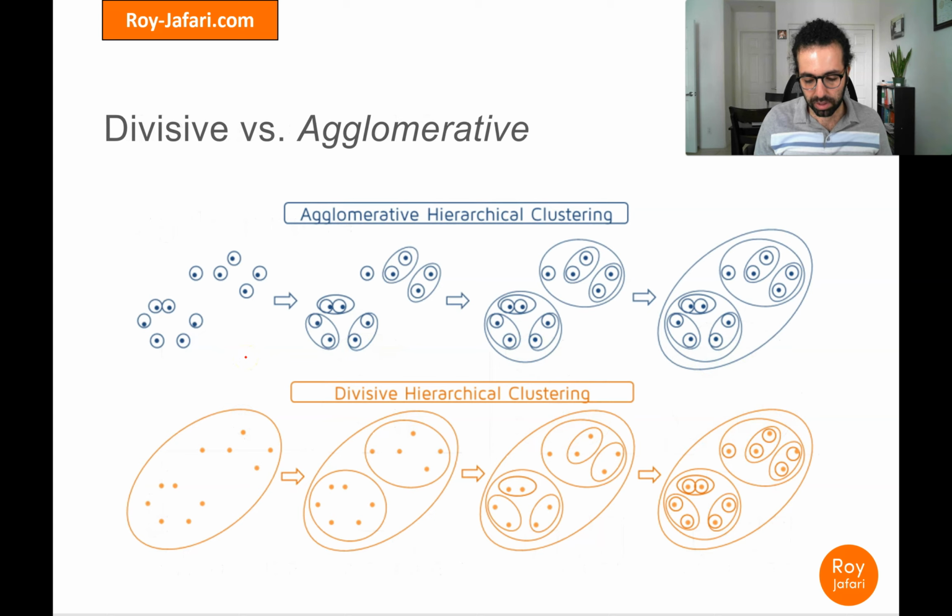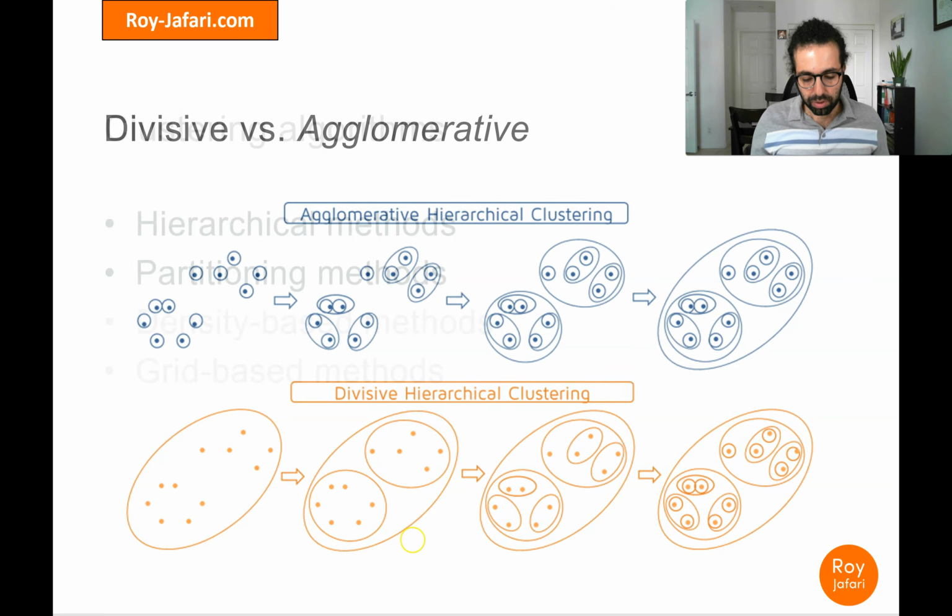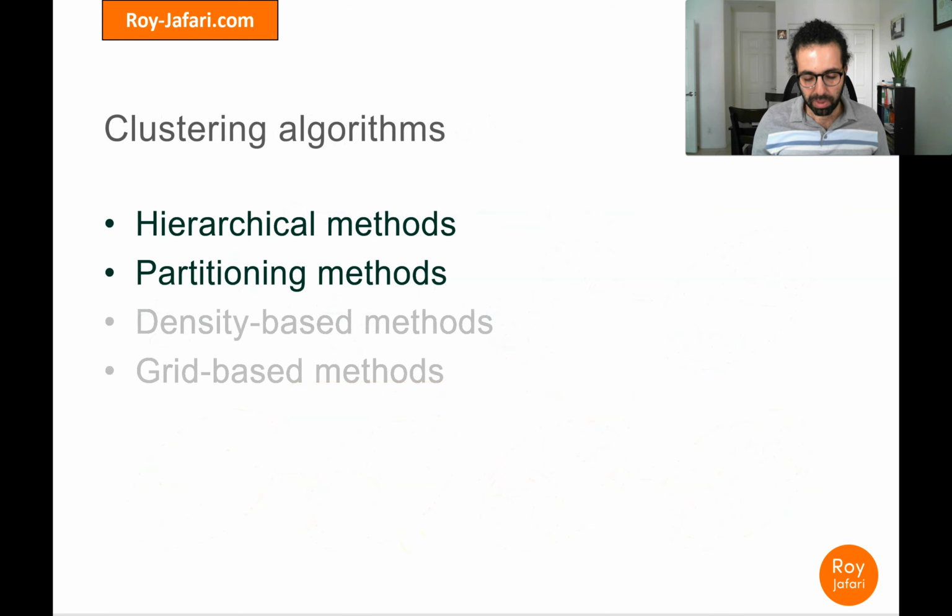As you can see, in agglomerative, things start to come together. In divisive, we start to separate the data until all of the data are in their own clusters. So now we talk a little bit about partitioning methods. We will quickly snap back to hierarchical, because this is a video on hierarchical clustering.